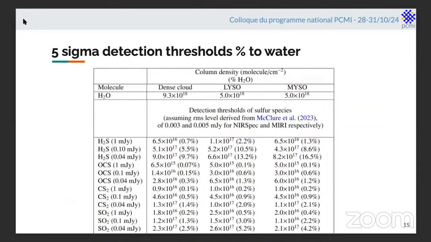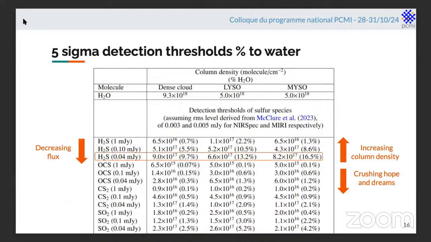So if I show you the 5 sigma detection threshold that we derived, you can see that with a decreasing flux, the column density that we need for the detection is increasing. Realistically, this at 1 milliJansky could be achieved in many of the chemical environments that we're studying. But as we go deeper and deeper, it becomes very difficult to consider it realistic to obtain these values. We will need a lot of favoring conditions, which we don't think could be achievable unless we have an alignment of the stars.